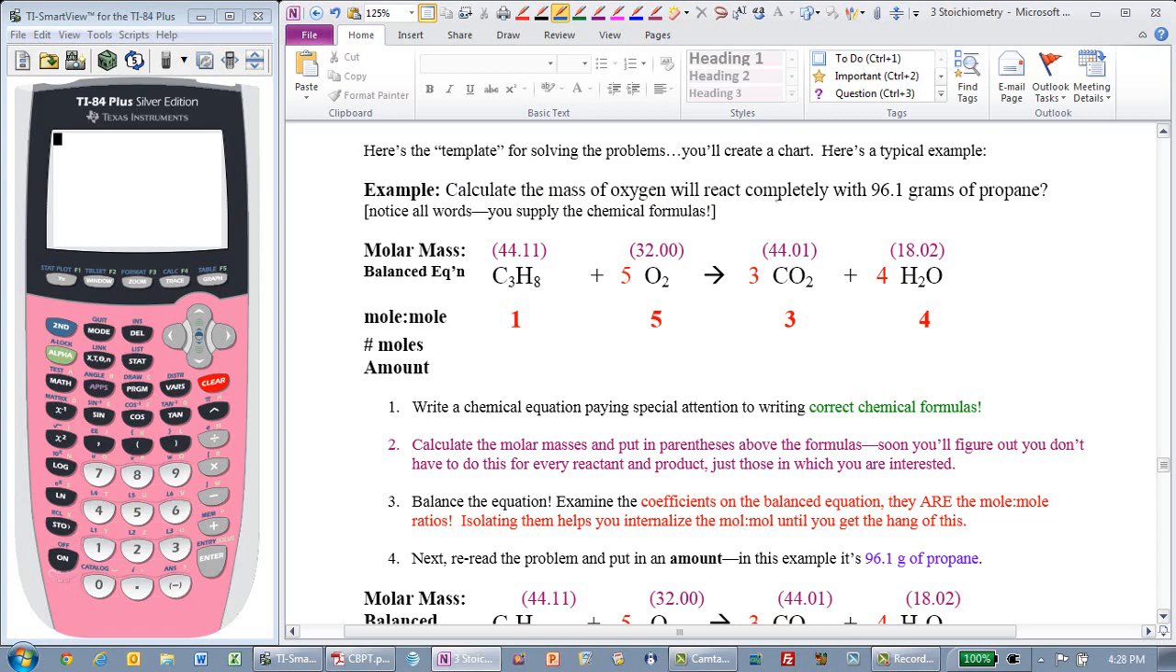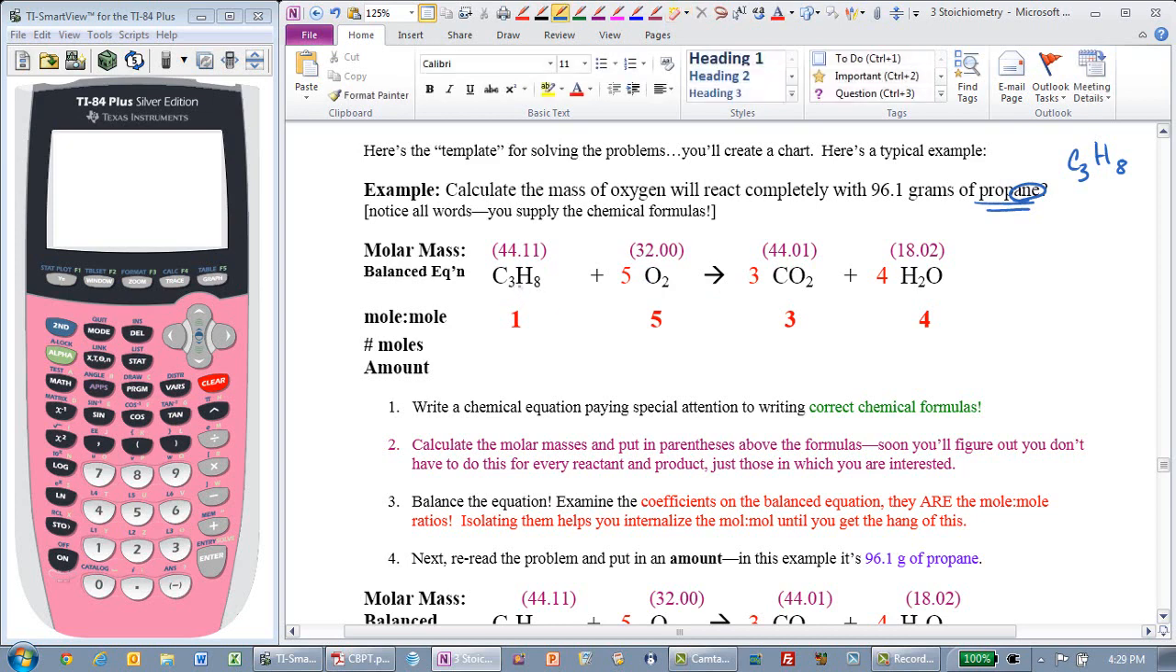Calculate the mass of oxygen that will react completely with 96.1 grams of propane. Okay, I've got to know what propane is, or I've got to look it up. Me eat peanut butter: the P is third, so that's C3, double it, and add 2 for the -ane ending. So that's 3 times 2 is 6 plus 2 makes 8, so C3H8 is the formula for propane. It is going to be reacting with oxygen because that's what burns or combusts, and so I've got to make carbon dioxide and water.